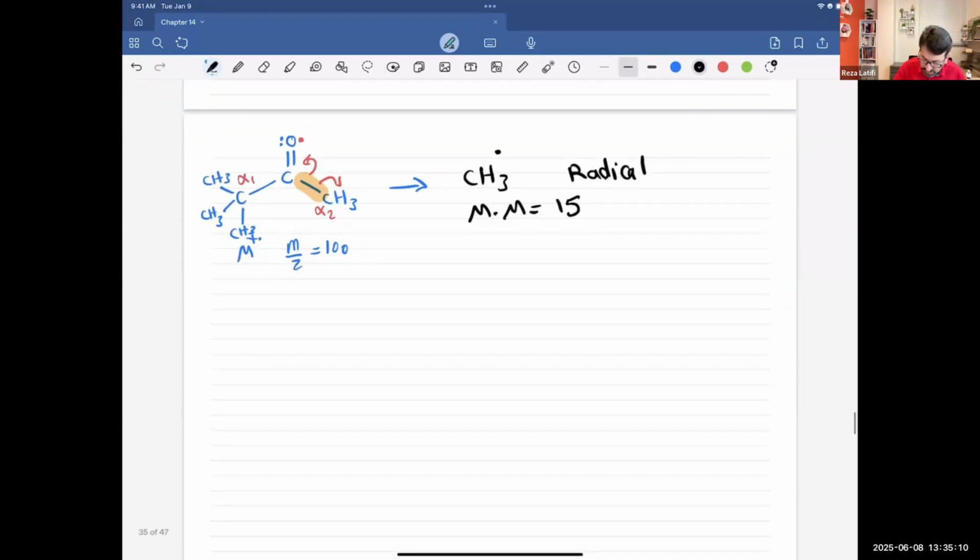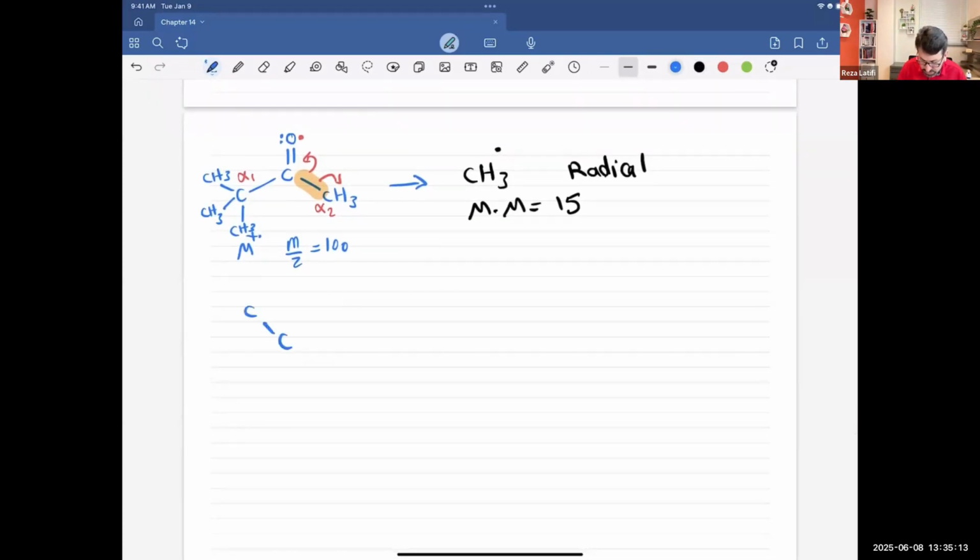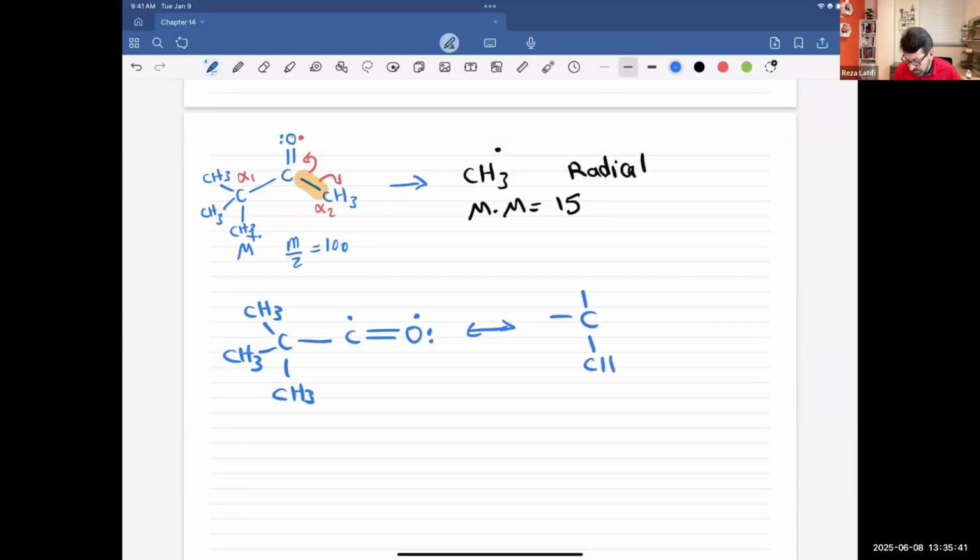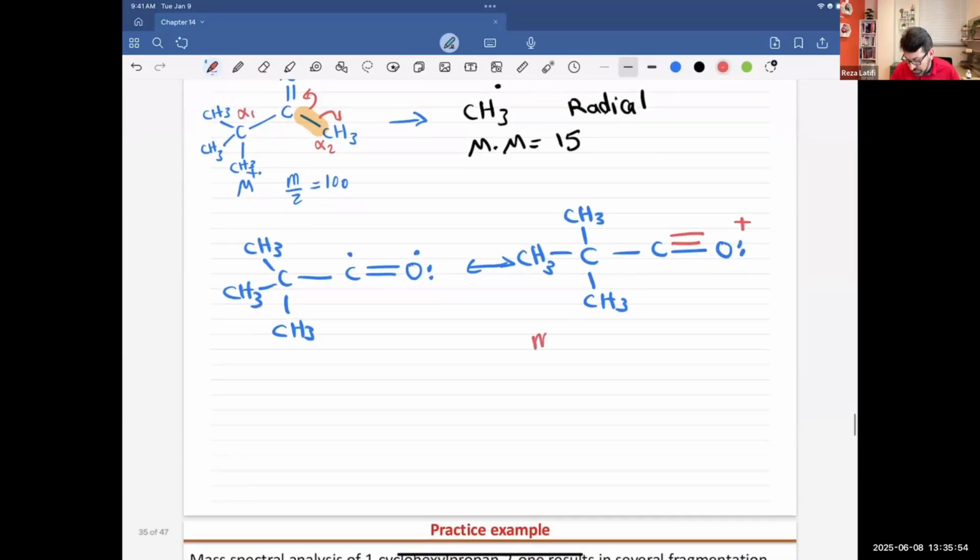The next species that I get will be the tertiary butyl group attached to the carbonyl. Forgive me. Again, on the carbonyl we have 2 radicals there. This one can do resonance, and it will give us this cation. The M over Z for this species is 85.